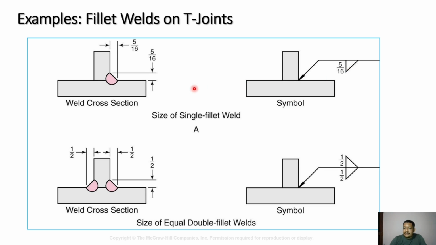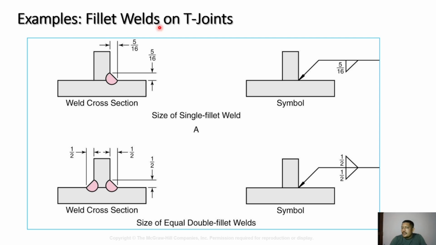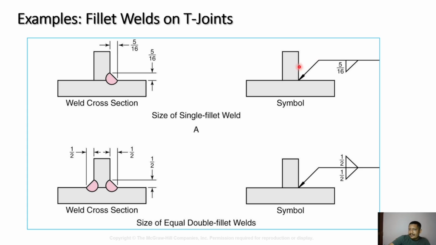Previously I have shown you that for a fillet weld it will be marked as a triangle. So it is shown as a triangle, and we are pointing the arrow on the side where the weld has to be done. So we have to fill the information on the arrow side. So what is arrow side? Arrow side is the bottom side. So on the bottom side we are entering the dimensions of the fillet weld. You can see over here.